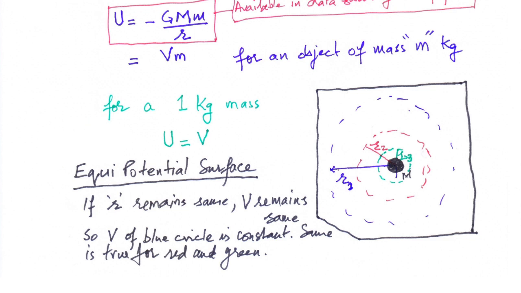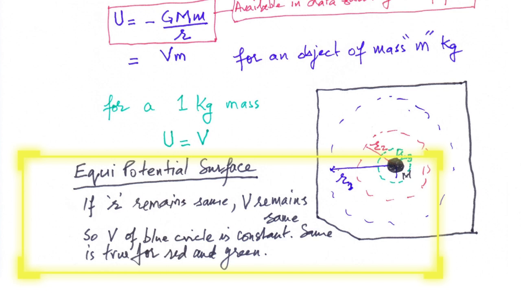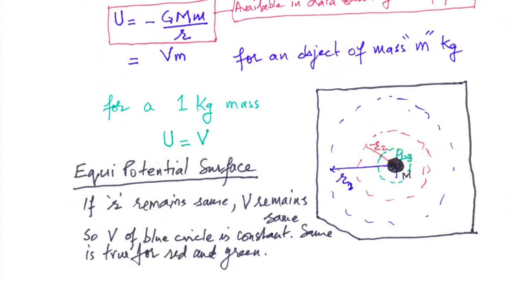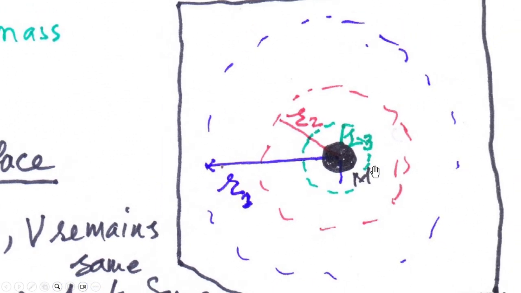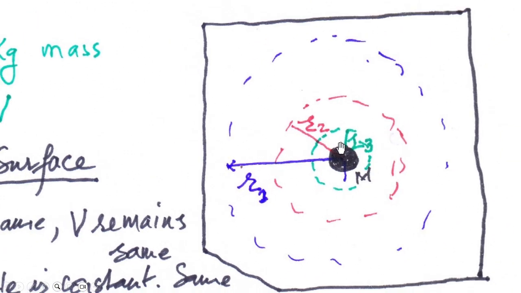Now coming on to equipotential surfaces. If you look at the diagram on the right, an object of mass m is shown and 3 radii are shown, r1, r2 and r3.